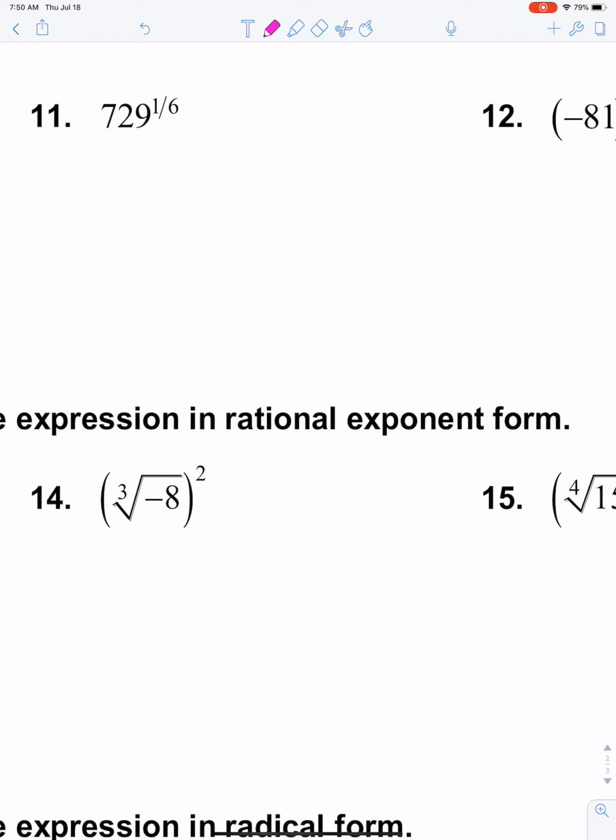Okay, 729 to the 1/6 power can be rewritten as the sixth root of 729. And I know that the sixth root of 729, since it's the sixth root, is plus or minus. That's going to be 3.